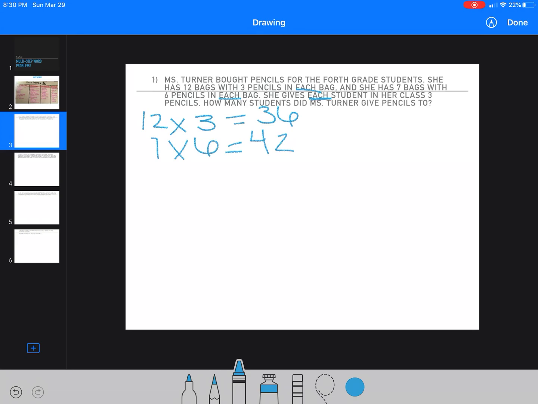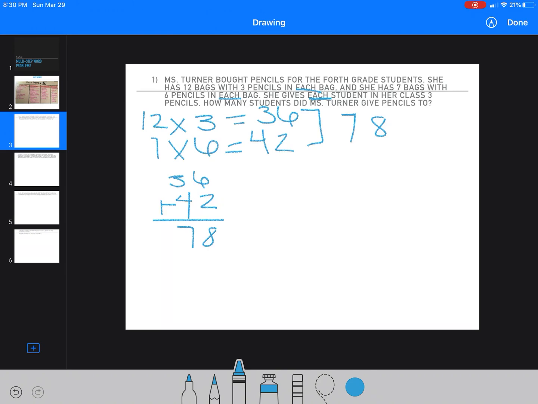Now that I know how many pencils she has in the 12 bags and the 7 bags, I'm going to need to add them together to figure out my total. I need to find my total now. So I'm going to be adding 36 plus 42. I know that 6 plus 2 is 8, and I know that 3 plus 4 is 7. So I know that in total, Miss Turner bought 78 pencils.